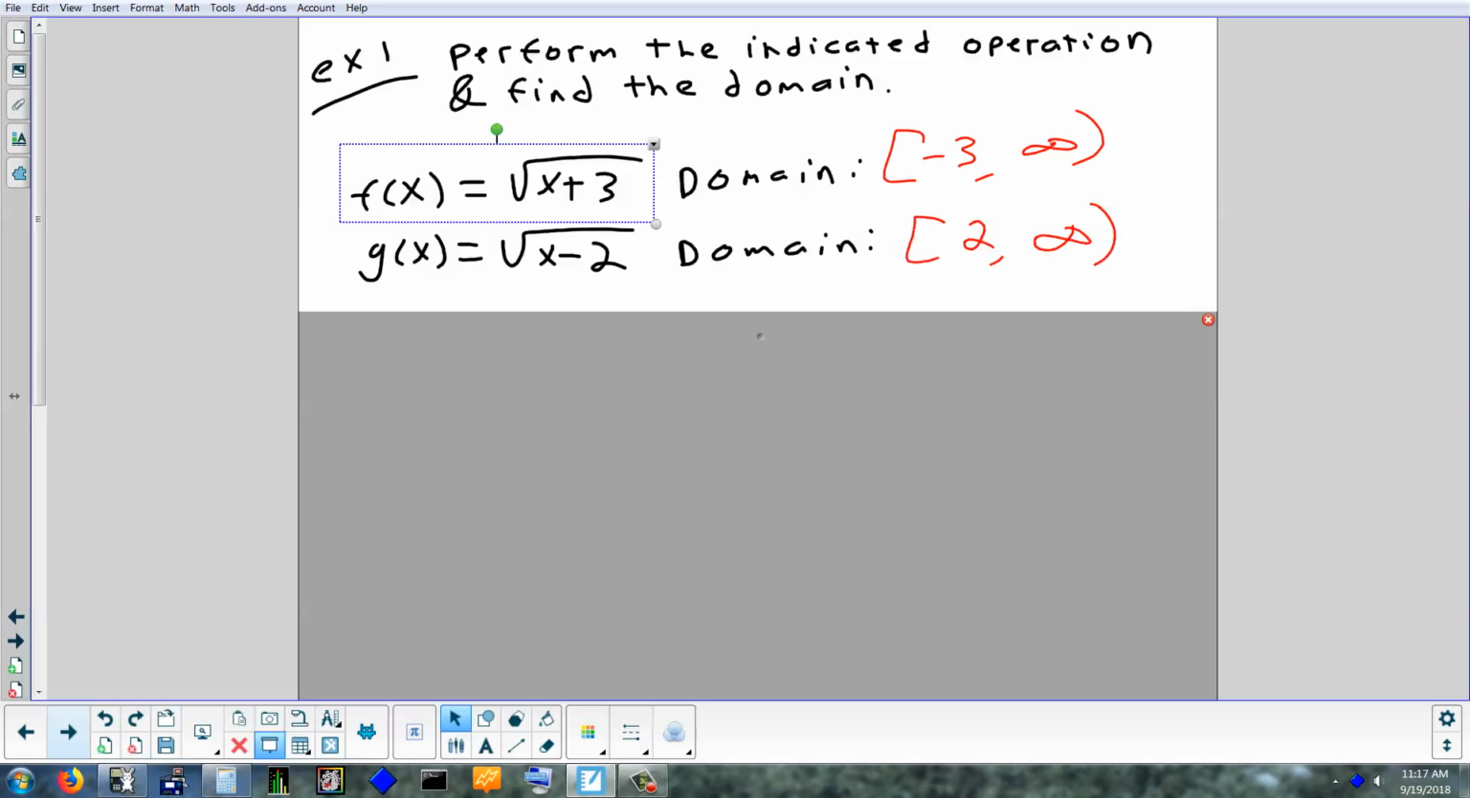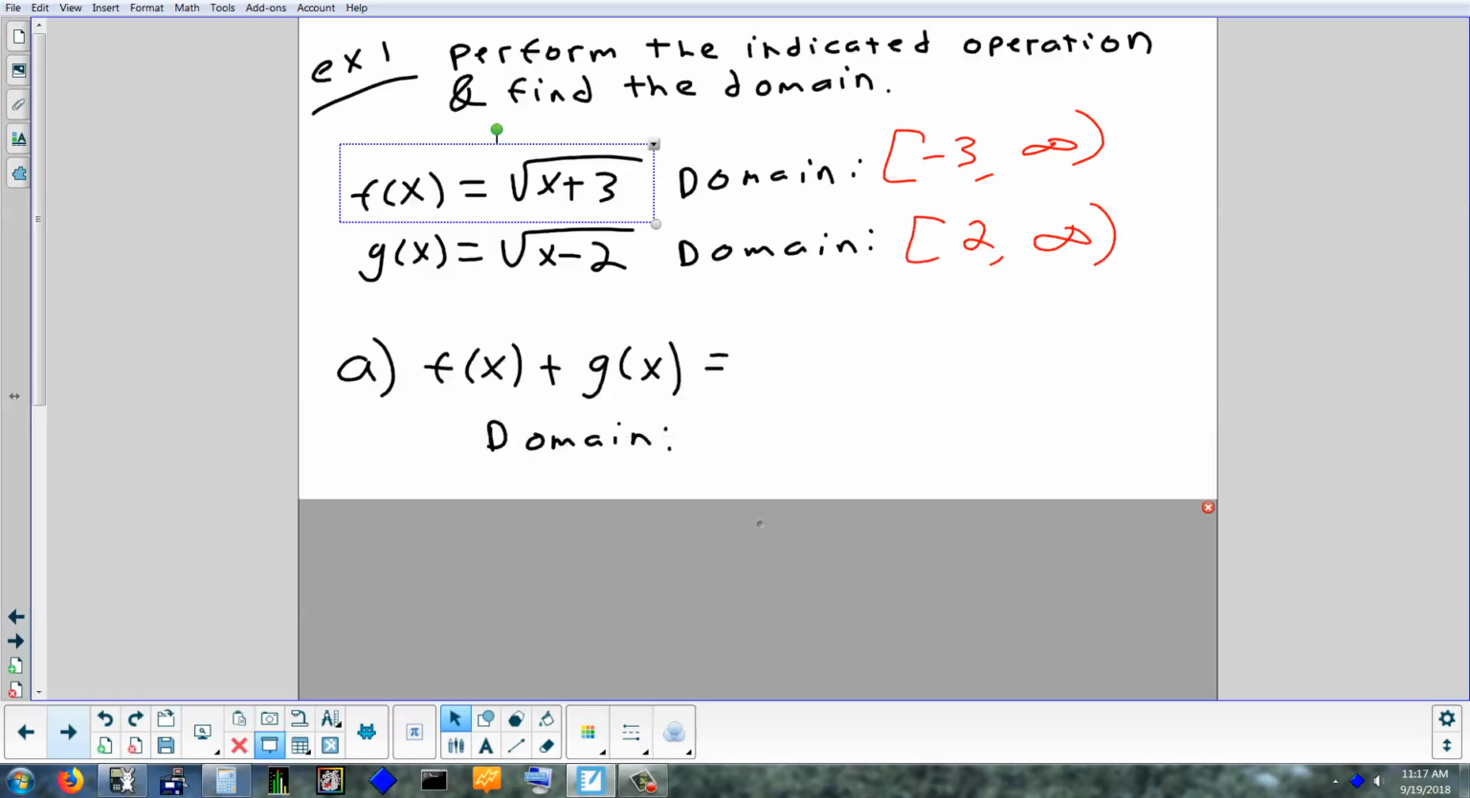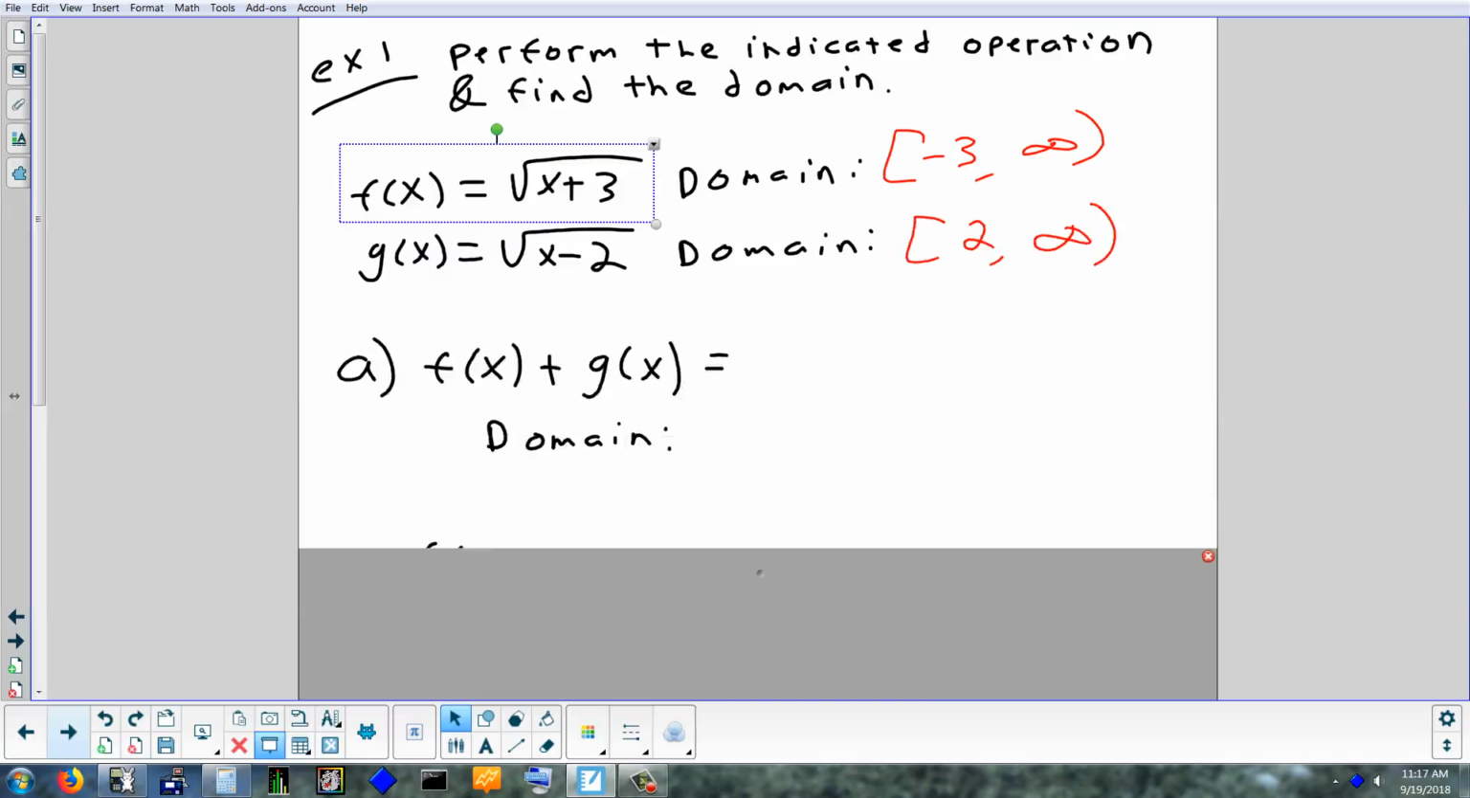All right, so now we know the domain of each function individually. That's going to help us when we combine them. Now, you can't combine square roots unless the thing under it is the same. So there's nothing to combine when you write this out. It's literally just going to be this.